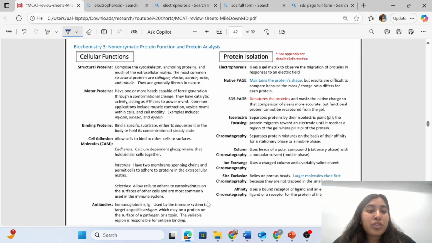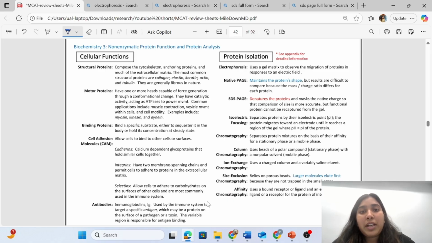So first let's go to the structural proteins. Structural proteins are the ones that create the structure of the cell, so they compose the cytoskeleton of the cell. There are different anchoring proteins and the proteins in the extracellular matrix. Basically they are responsible for the rigidity of the structures in our body. The most common ones are collagen, elastin, keratin, actin, and tubulin. Out of these, I think collagen, keratin, and actin are the important ones.